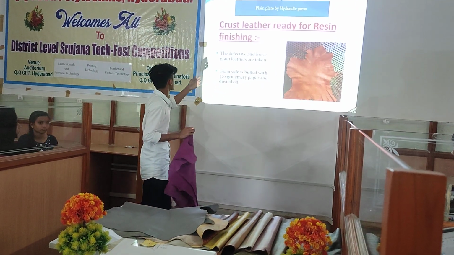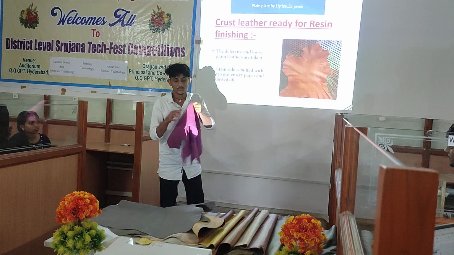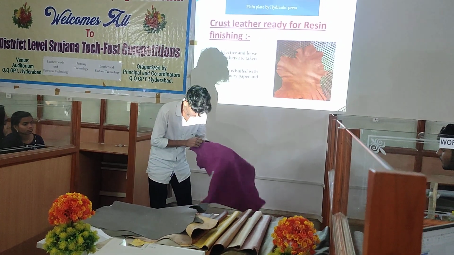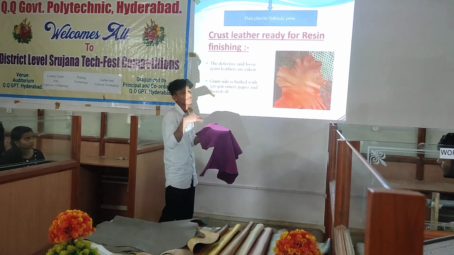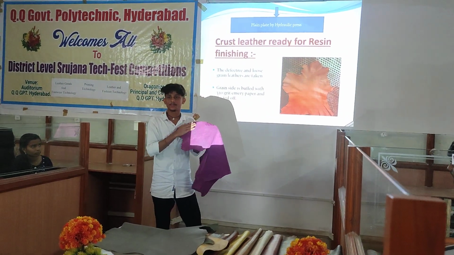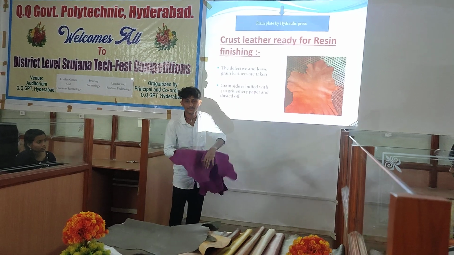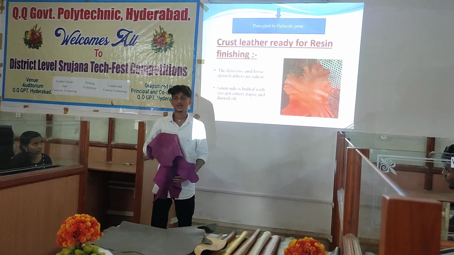Next, defects of the loose grain leather. Here we can see the loose fiber. This is a loose fiber. While processing, we can remove this loose fiber and the loose grain side of the leather by the resin finish process.